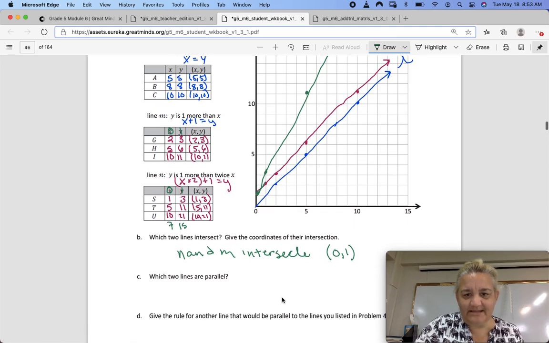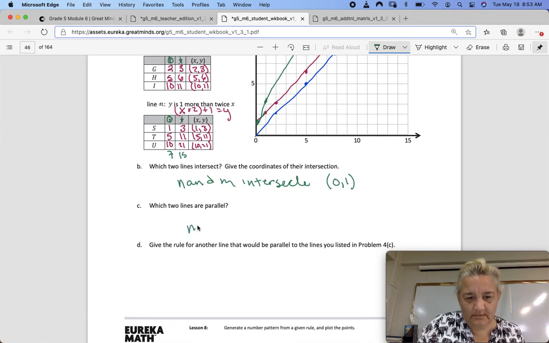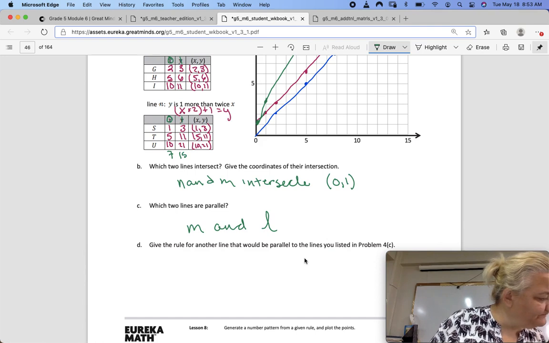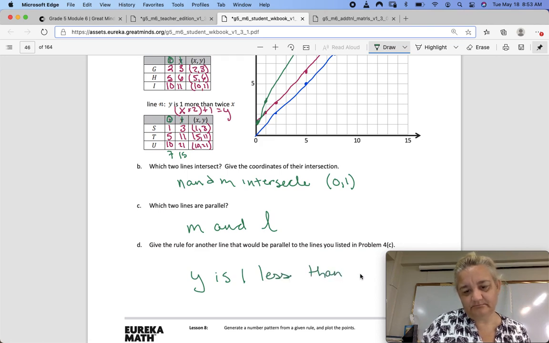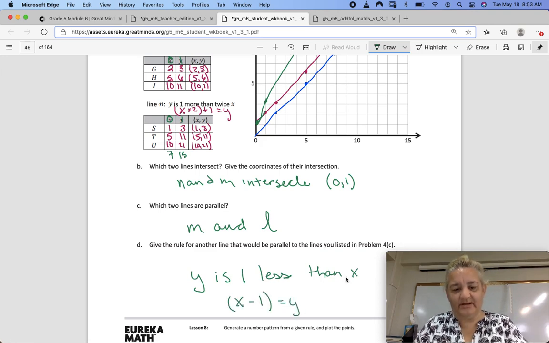Which two lines are parallel? Well, that's pretty easy. M and L, we already looked at that. Give the rule for another line that would be parallel to the lines you listed in 4C. Okay, so if we want to make another parallel line, we could do it with y is 1 less than x. So if we did x minus 1 equals y, that would work, and we can show you.